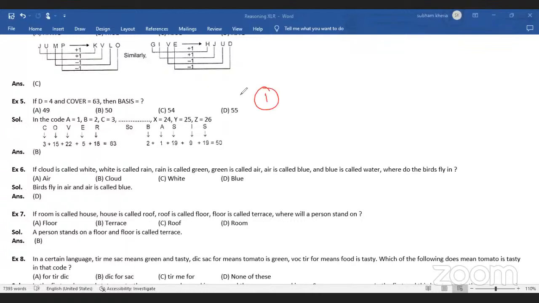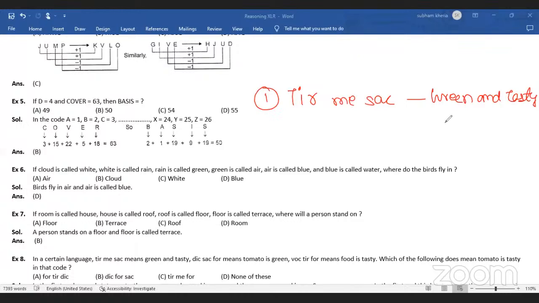Logic. Write the first statement. What's the first statement? Tar, sorry, this is not tire, this is tar. Tar mein sack. And the code is green and tasty. One more thing. If I'm writing the code as green and tasty, that does not mean tar is green, mein means and, and sack is tasty. No, it can have random order. Tar can mean tasty, tar can mean and, tar can mean green, any order.